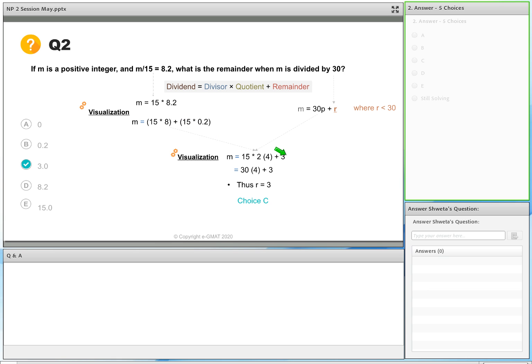Now when you compare it with this goal DNR equation, you can see that R is equal to 3. And I need no changes because it does follow the rule. It is less than 30. And so the remainder is 3. Tell me in the yes no poll if all of us are now clear with this. This is beautiful. 100% people saying yes.